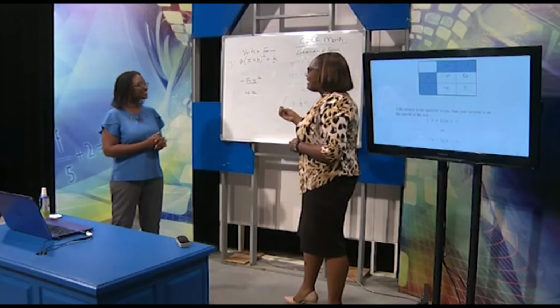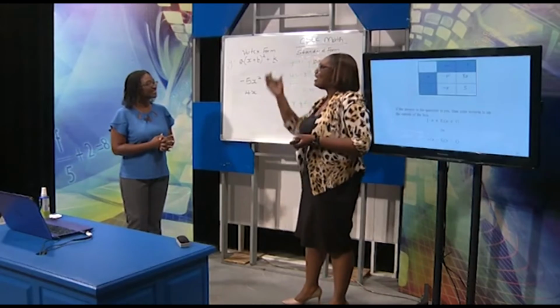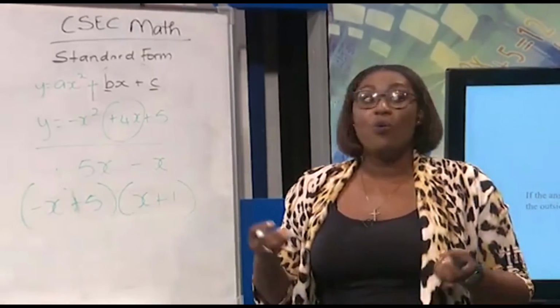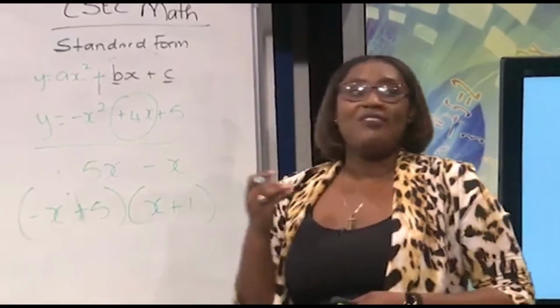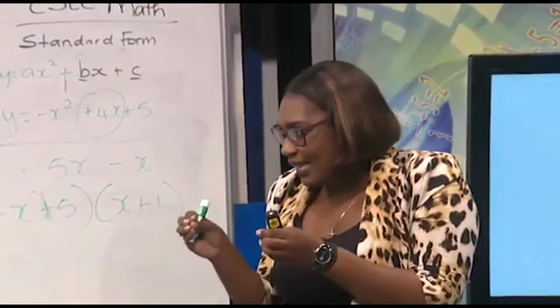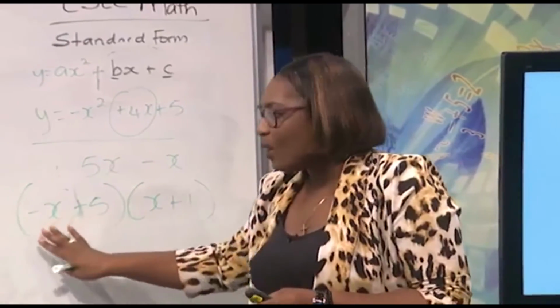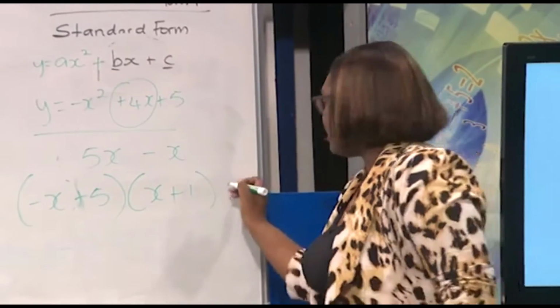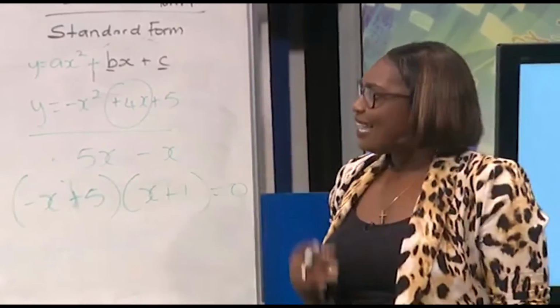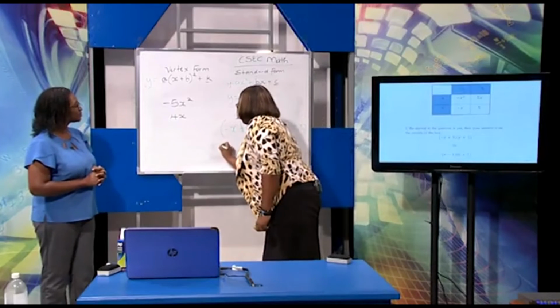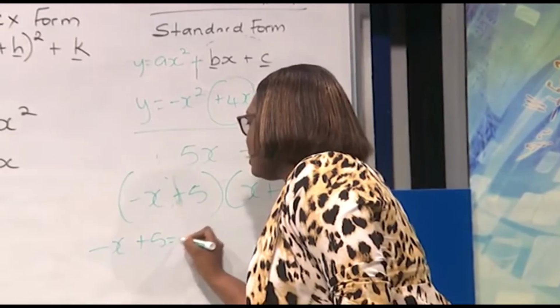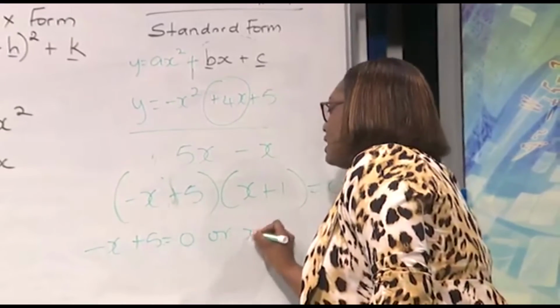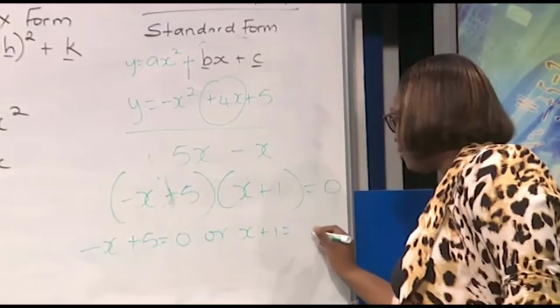When we're talking about the x-intercept, what is happening with y? So when the graph cuts our x-axis, what happens to y? Y is equal to 0. So if I wanted to find the exact points on my graph where y is 0, I would have to equate my factors to 0. So let's find those exact points now. What this simply means is that negative x plus 5 is equal to 0, or x plus 1 is equal to 0.